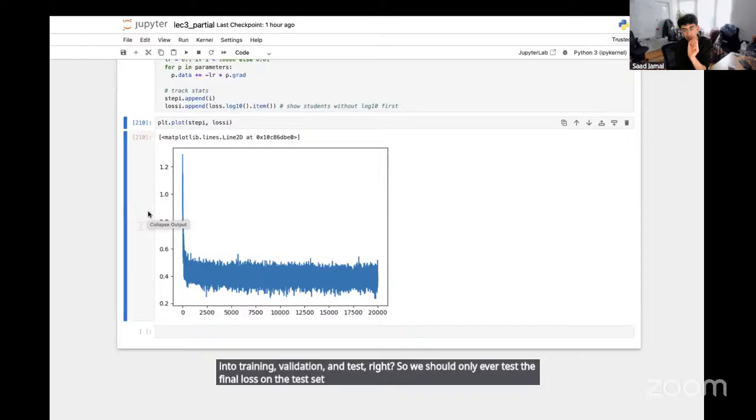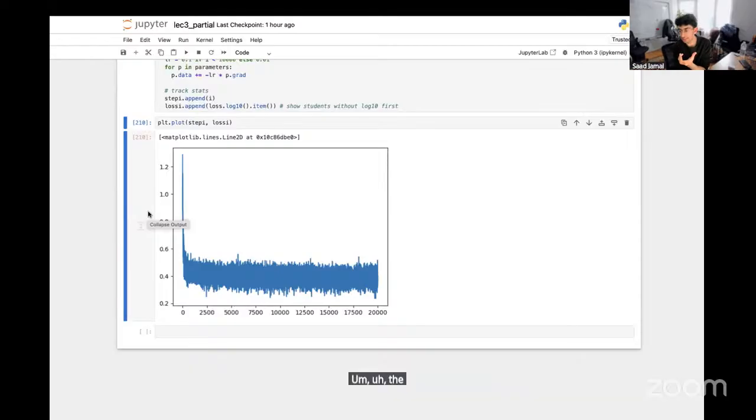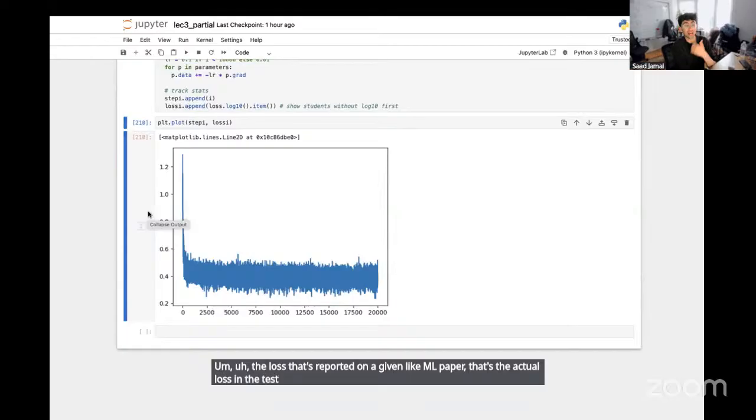So the loss that's reported on a given ML paper, that's the actual loss in the test set. But the validation, that's what we should basically run as we do batch by batch.